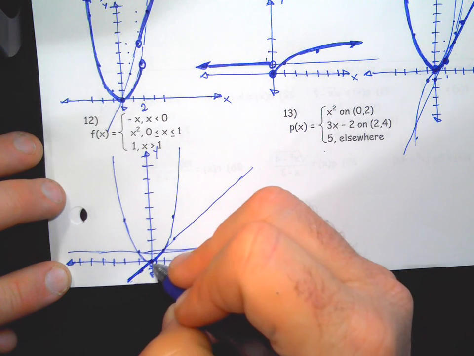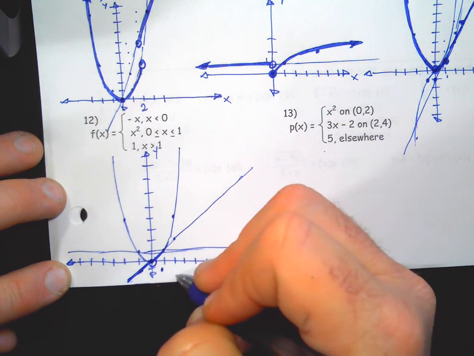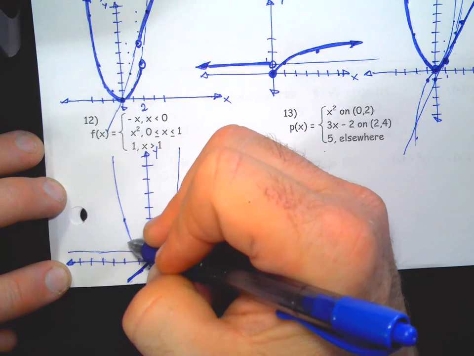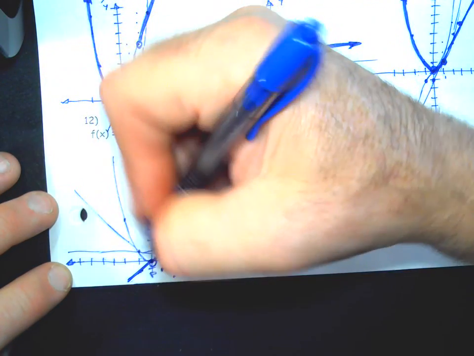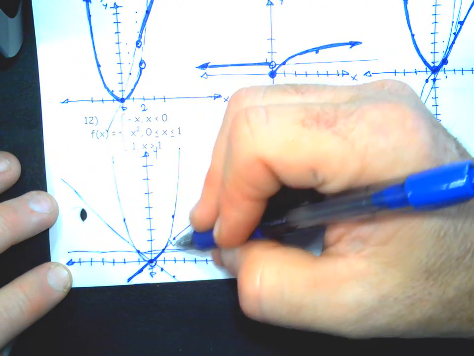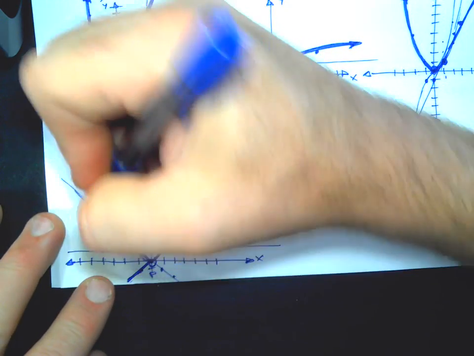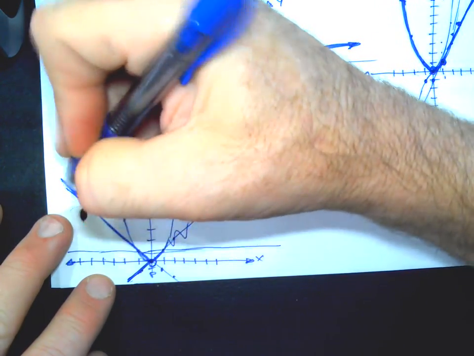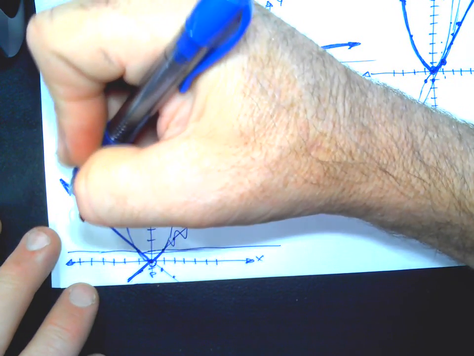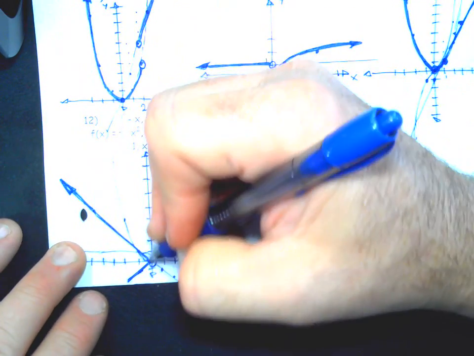Oh, you know what? I messed up that line. It's supposed to be negative slope, down 1 over 1. So it should be like that. And so then to the left of 0, it's supposed to be in the line. Should have arrows on the ends. Okay, open dot.